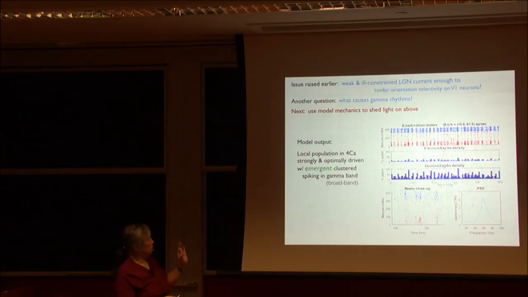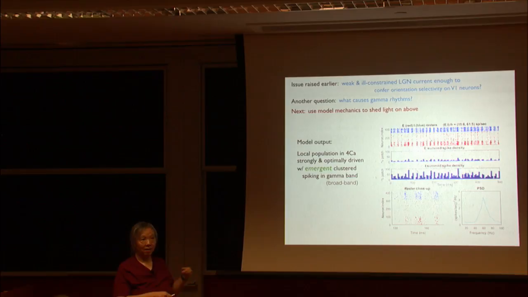and it's strongly driven, and you see a rhythm, okay? These are the E cells. This is cell number, this is time. Red is excitatory, blue is inhibitory. Nobody told these neurons to fire like that. They completely organized themselves to fire at a rhythm.